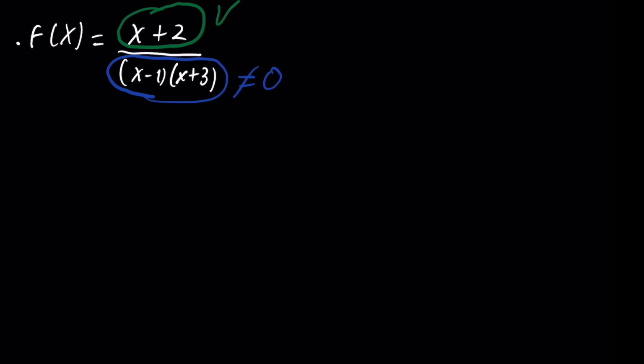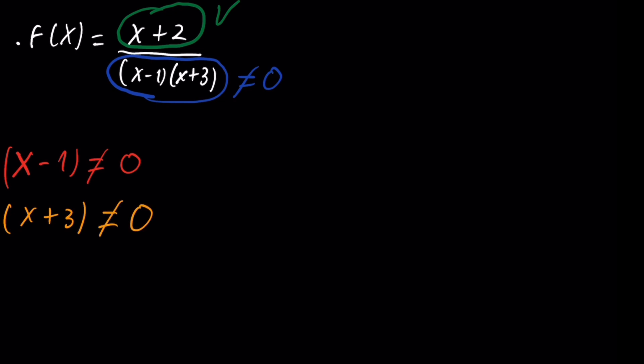We need to remember that the product of factors is equal to 0 if and only if one of the factors is equal to 0. For this reason, as long as x minus 1 is not equal to 0 and x plus 3 is not equal to 0, the denominator is not equal to 0.